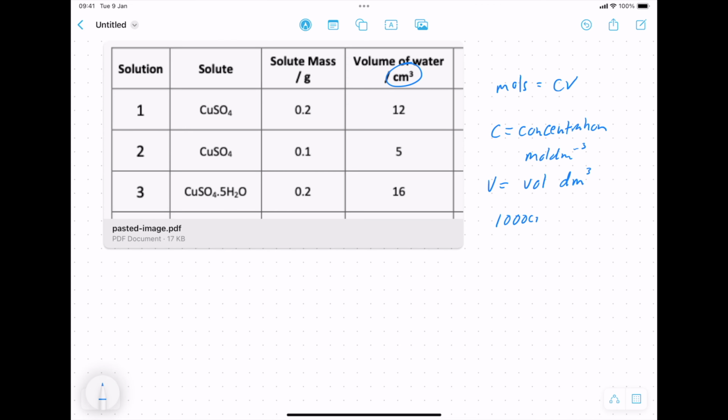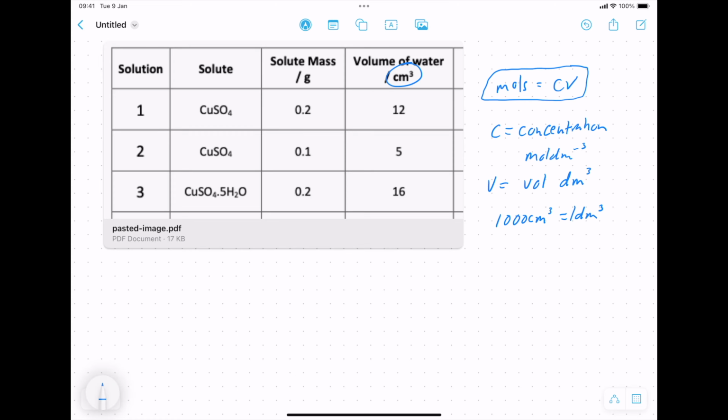1,000 centimeter cubed is 1 decimeter cubed. So you'll have to divide the volume by 1,000 before you plug it into this formula to calculate the moles. Okay, so with that said, let's take a look at each of these examples.